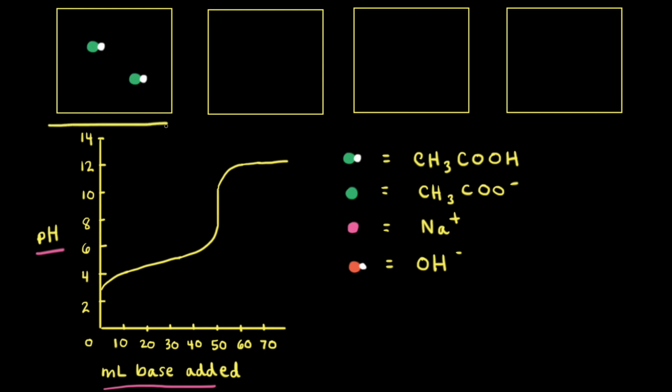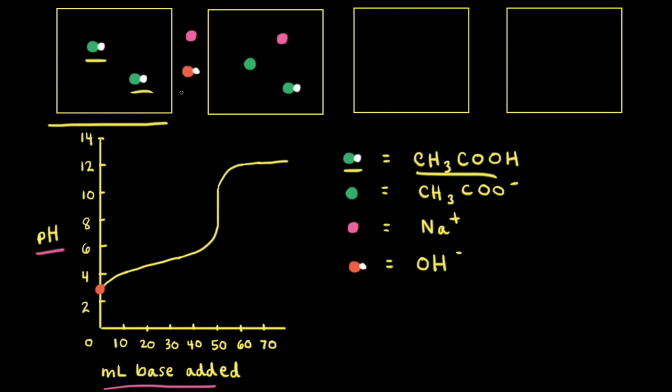Looking at our first particulate diagram, there's only acetic acid present, only 2 particles of acetic acid present. Therefore, this is before any base has been added. So on our titration curve, we're right here at 0 milliliters of base added.